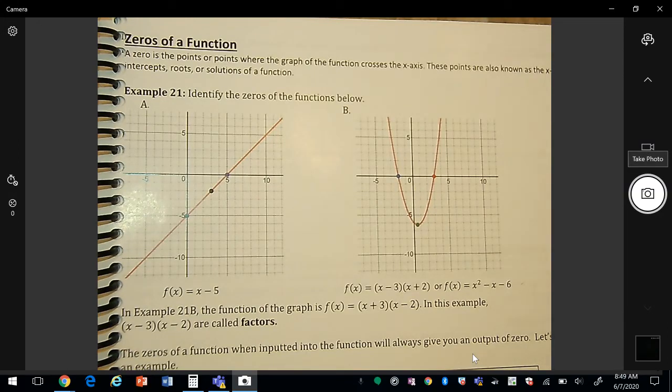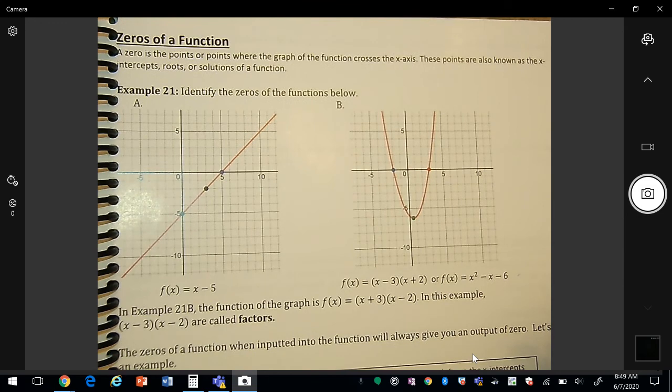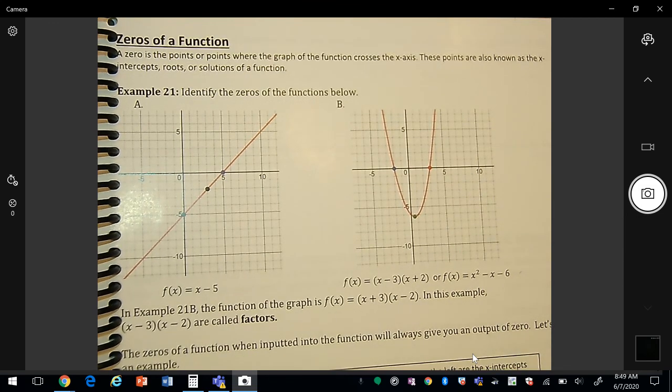Zeros of a function. A zero is the point or points where the graph of the function crosses the x-axis. These points are also known as the x-intercepts. Sometimes we call them the roots or solutions of a function.